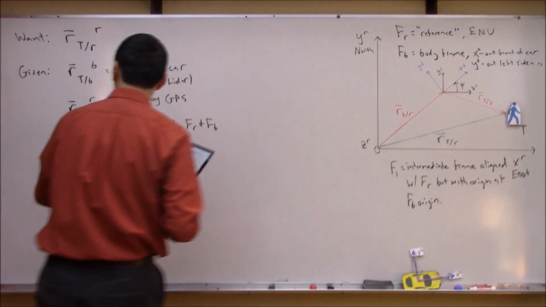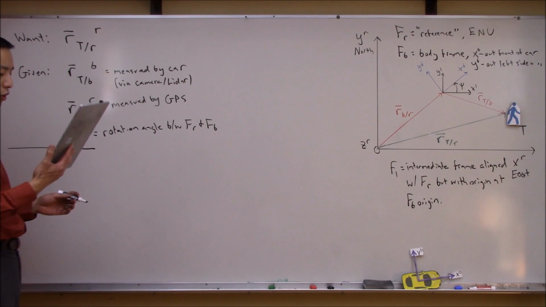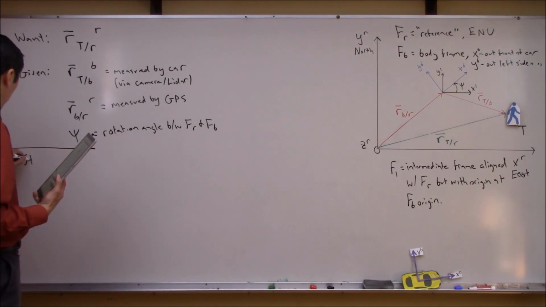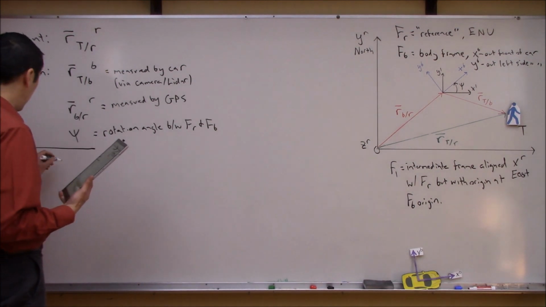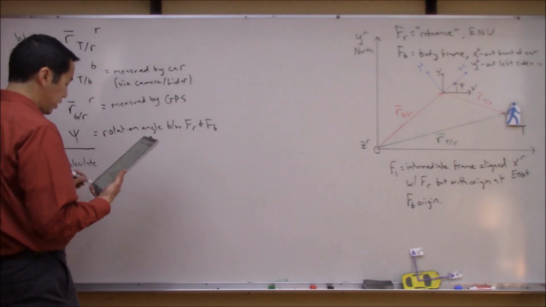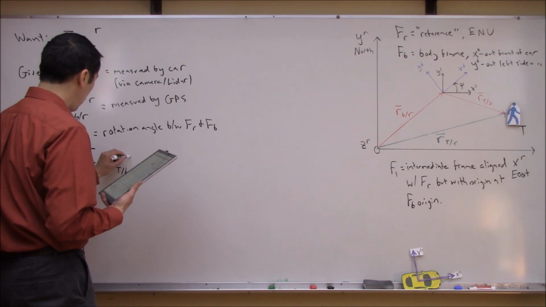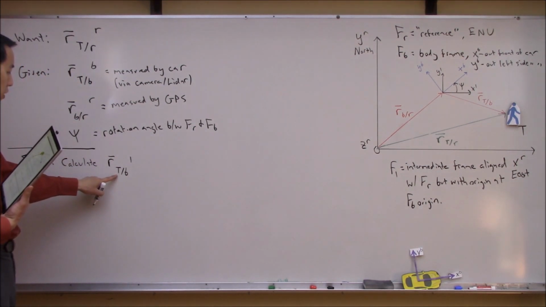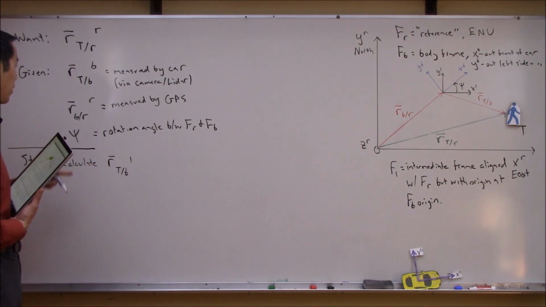So what I want to do to get started, we've got all the relevant geometry up on the board there. The first thing we're going to do is step 1. Let's calculate this intermediate parameter. What I want to get is RT with respect to B, but expressed in the 1 frame, okay? So this is the position of the pedestrian with respect to the car expressed in the 1 frame, not in the body frame, right?